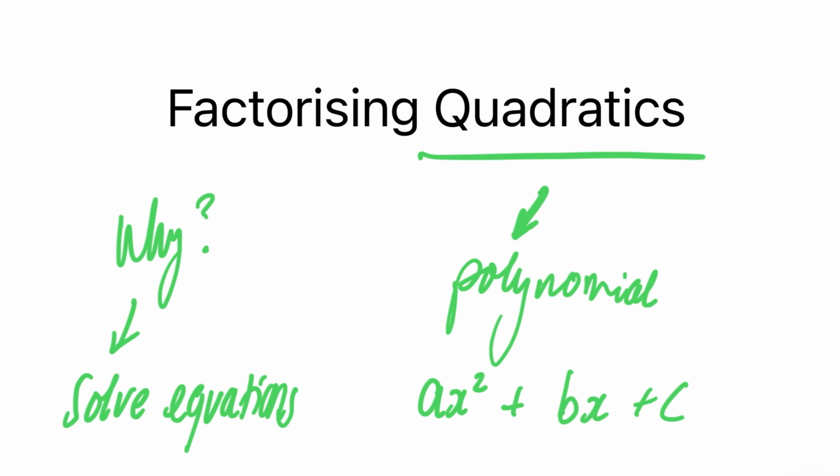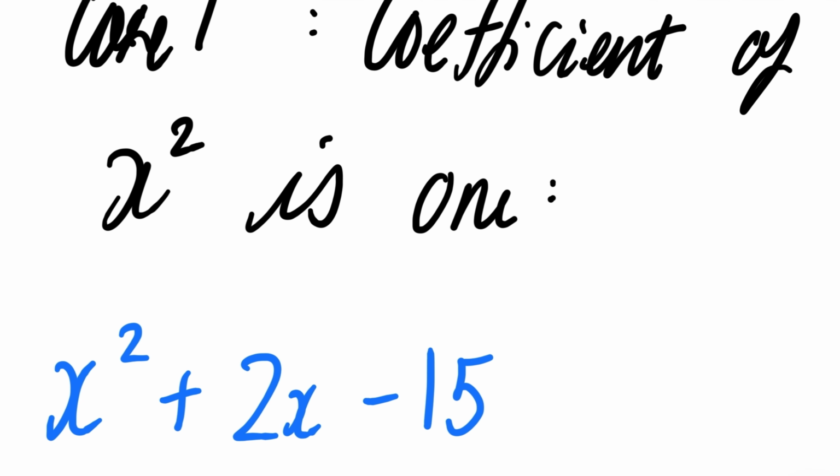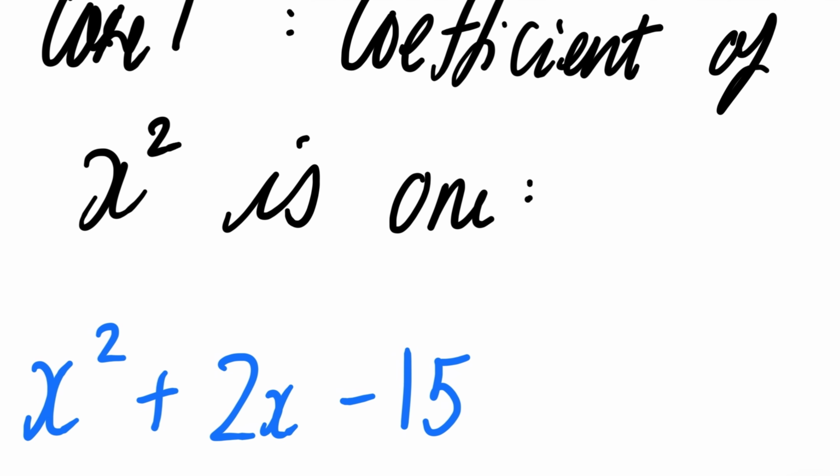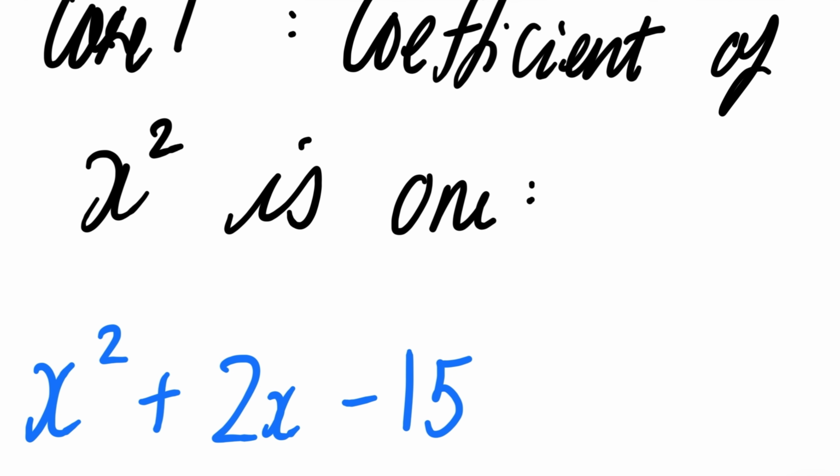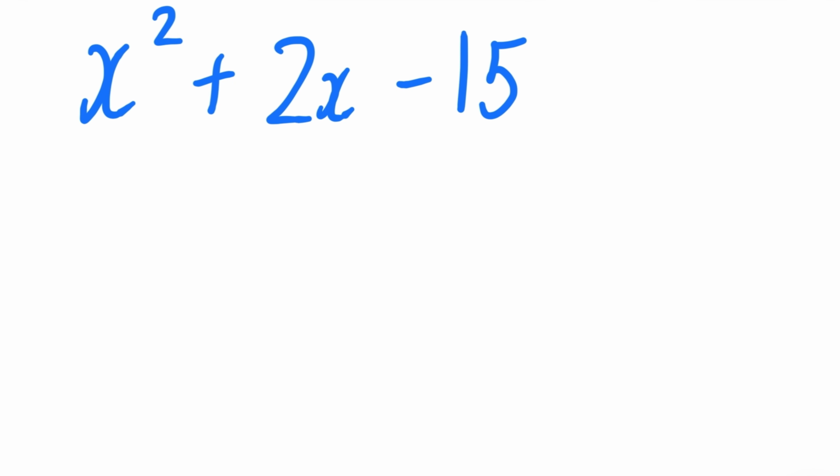So there are two main cases here: where the coefficient of a is 1, and another case where it's not 1. We're going to look at both in today's video. So look at the first case, where the coefficient of x squared is 1. We have our example here, x squared plus 2x minus 15. The first thing you'll notice, obviously, is that the coefficient of x squared is 1.